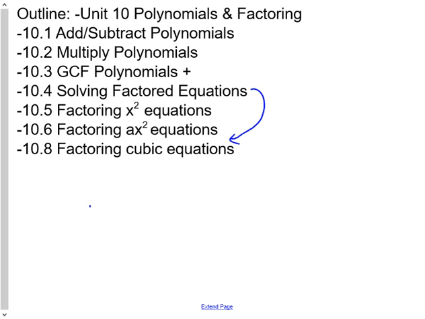But then we'll get into factoring x squared equations, factoring ax squared equations where we actually have a number like 2x squared or 3x squared or 4x squared. And then factoring cubic equations, so that would be third power equations. We may also add a lesson on the diamond method, so how it works and what it looks like, so you can get the pattern for how factoring will work before we jump right into it.